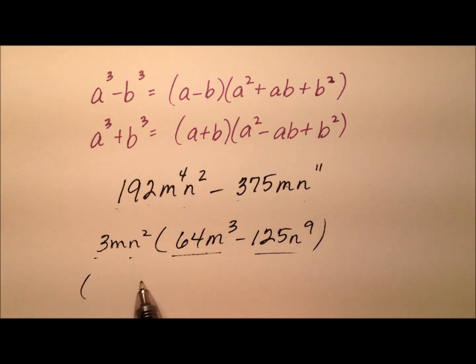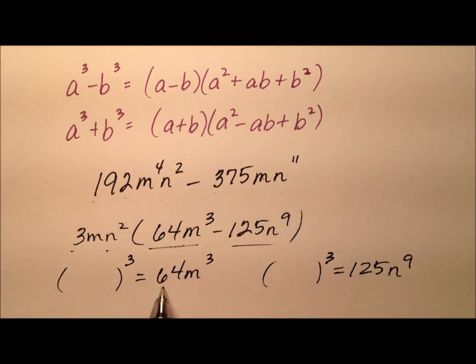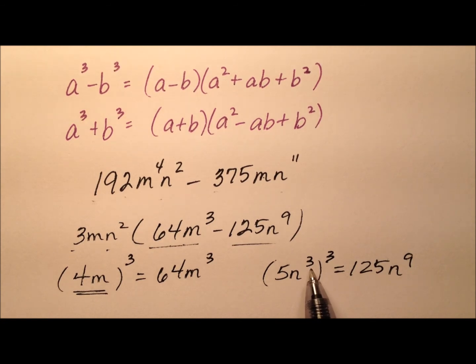And of course, the question we're going to ask ourselves first is, what got cubed to give us 64m cubed? And what got cubed to give us 125 n to the ninth? Okay, well, the cube root of 64 is 4, and the cube root of m cubed is m. So this 4m will be our a value for our formula. And what's the cube root of 125? Well, that's 5. And how about the cube root of n to the 9th? Well, that'll be n cubed. And again, it's that power of a power property of exponents where 3 times 3 makes 9.